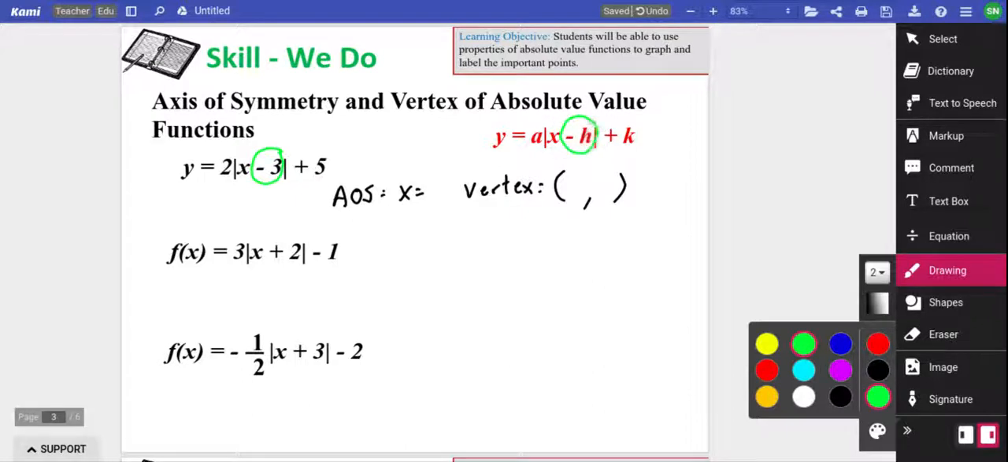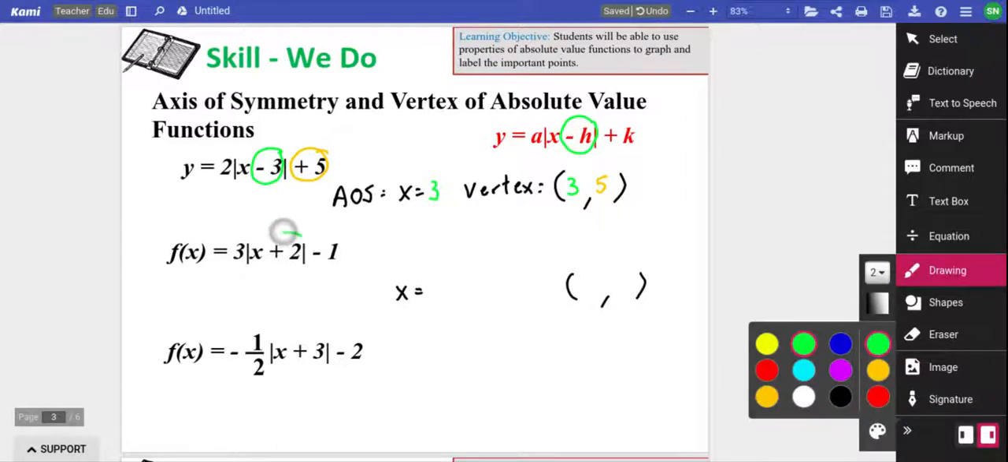Notice here's the h, so the opposite is 3. That same 3 goes right here. And then we have to take care of the y value in the point, which would be 5. Same for the other ones. X equals, and then the vertex.